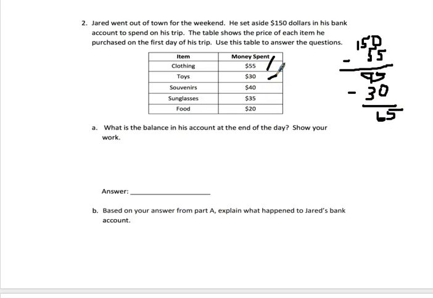Then he buys souvenirs for $40. So we're going to subtract out $40, and he's going to end up with $25. Now, he's going to buy sunglasses for $35.